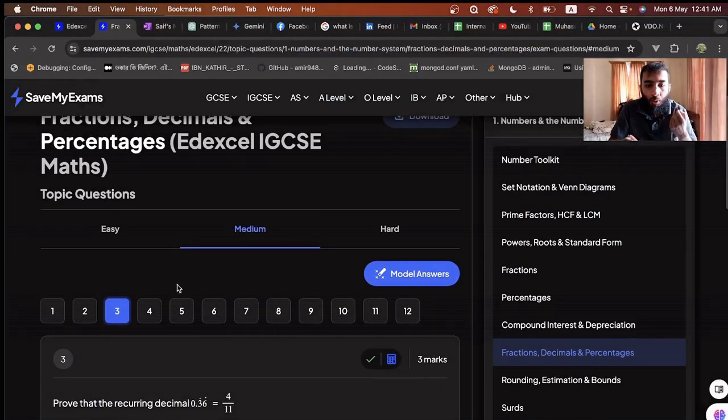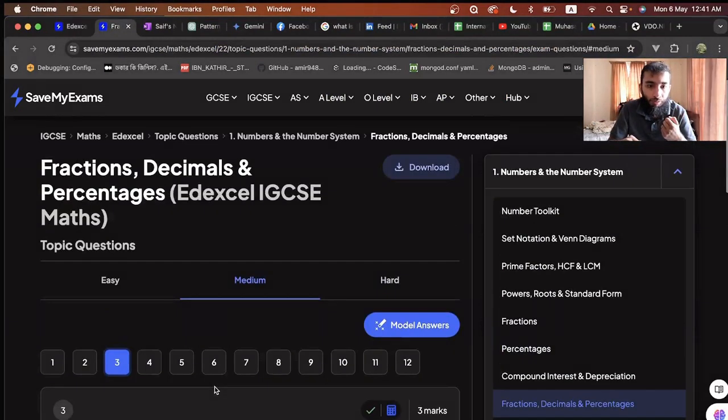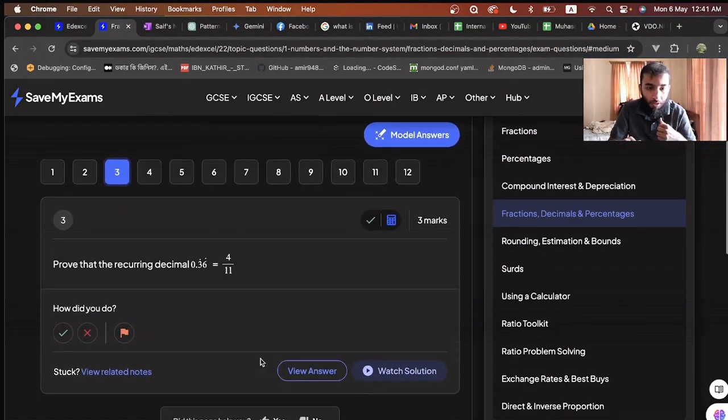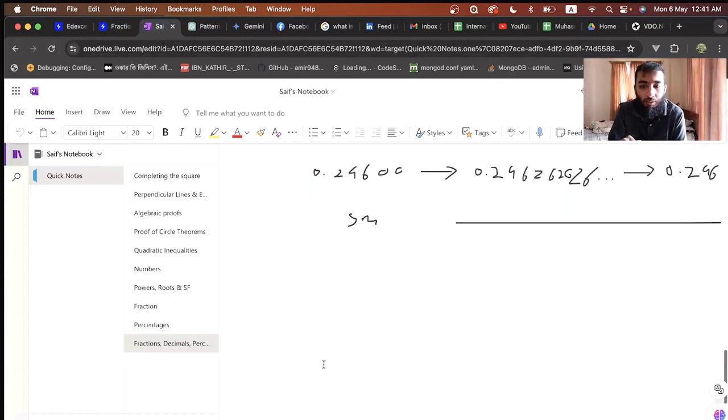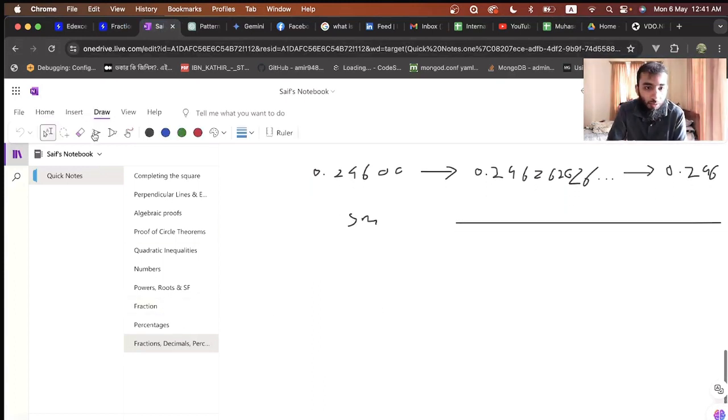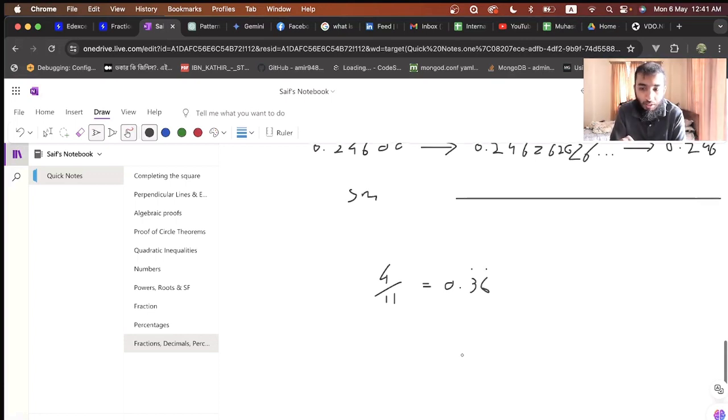Now let's focus on problem number 3 of the medium category of the topic fractions, decimals and percentages. Let's read the question. It says you have to prove that the recurring decimal 0.36, with dots over 3 and 6, is equal to the fraction 4 by 11. So you have to prove that 4 by 11 is 0.3636, a recurring number with dots over 3 and 6.